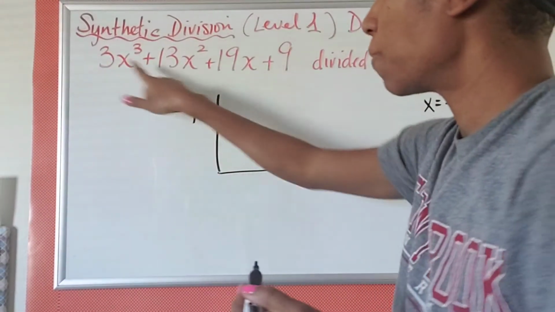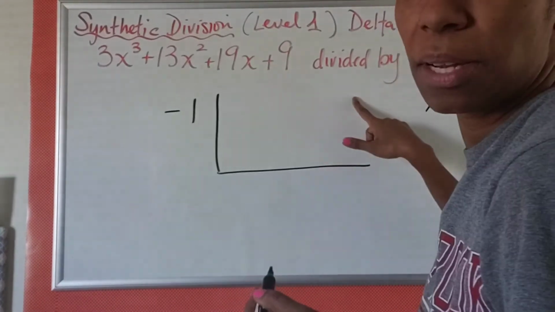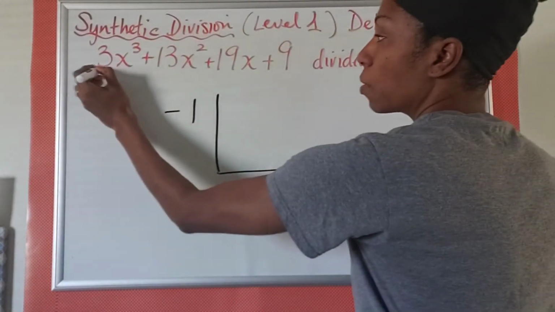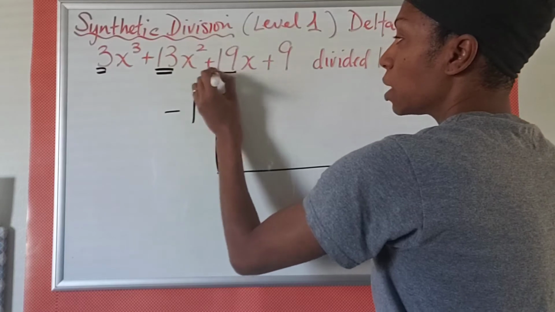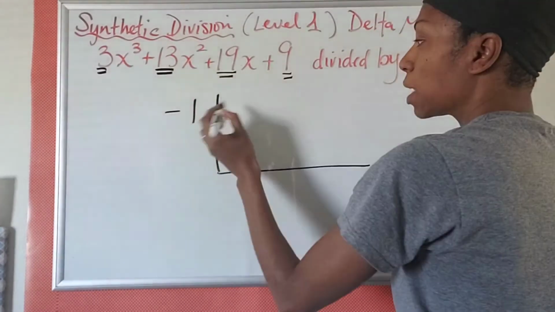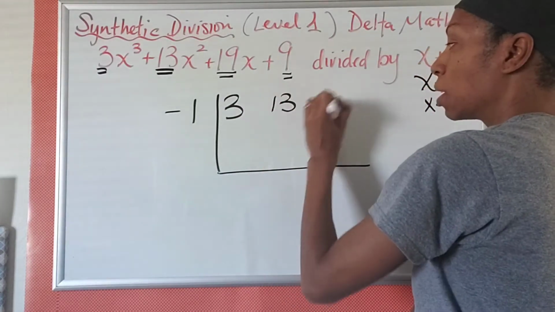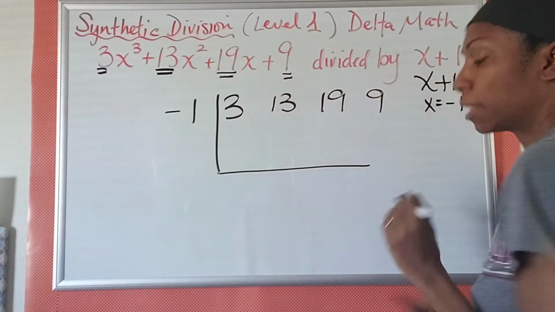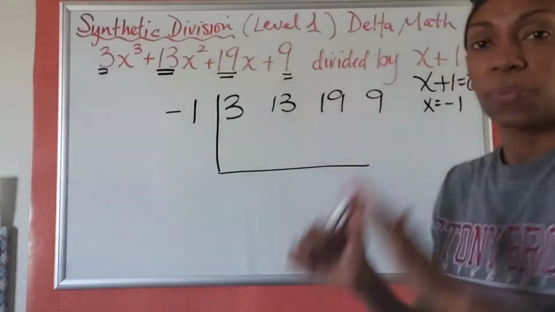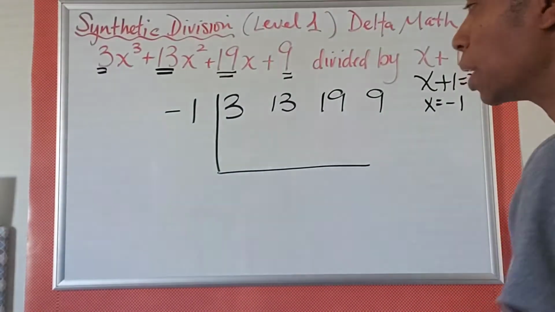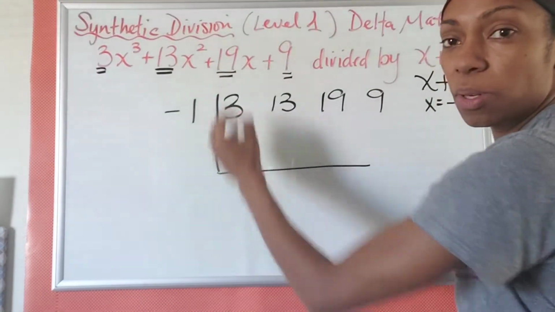And then all the coefficients, you line up here. So this 3, the 13, the 19, and the 9. We're going to put those here: 3, 13, 19, and 9. So that's how you start off with the setup. The first number goes straight down.